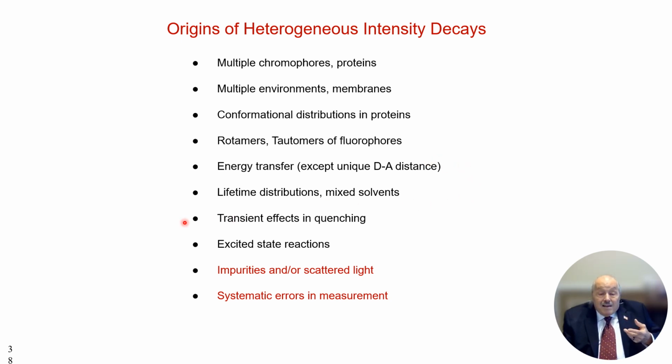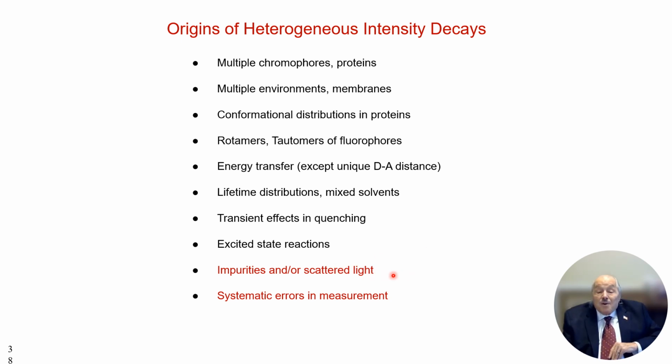Later on in these talks, when we talk about energy transfer, there can be a distribution of distances between the donor and the acceptor. That will give you another form of decay, which we haven't considered. In quenching, there are other types of decay laws. Quenching has a decay law with a square root of t in it. Other decay laws are lifetime distributions.